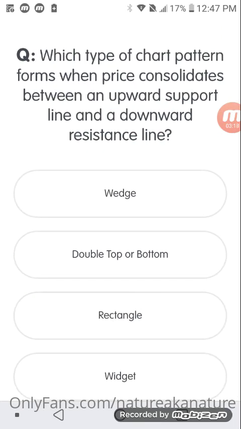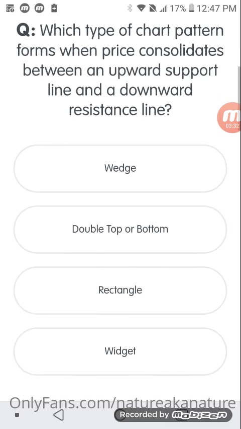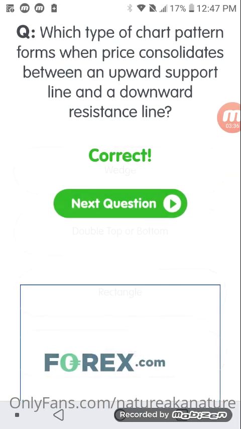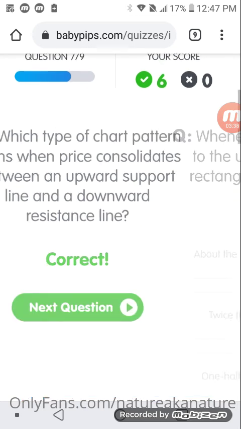Which type of chart pattern is formed when price consolidates between an upward slope line and a downward resistance line? Okay, so when the slope lines wedge up and down, these are called wedges. All right, so if you said wedges, you're correct.